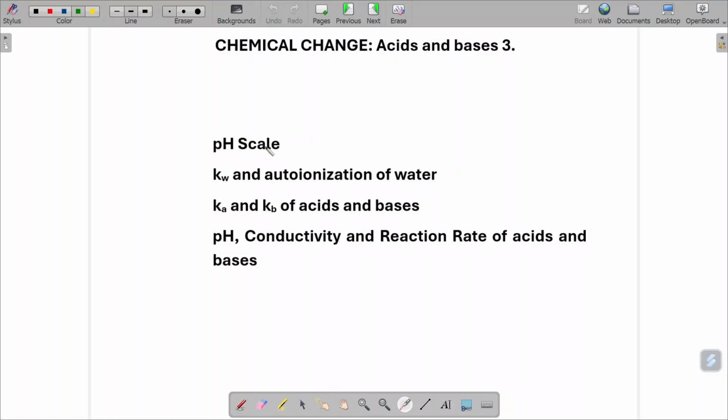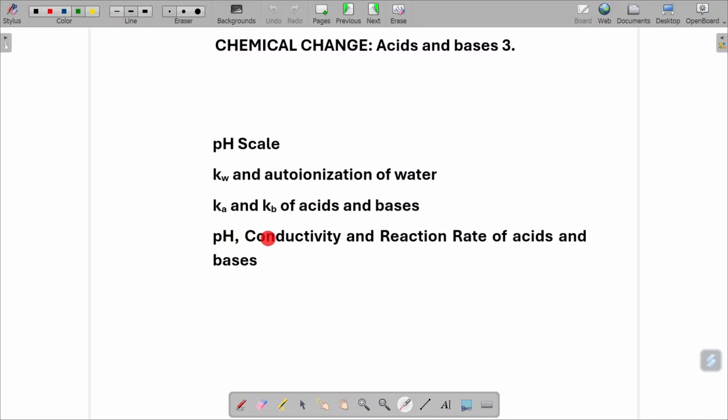And in today's lesson, we are going to consider the following topics. We're going to look at the pH scale. We're going to look at the concept of Kw and the autoionization of water. Kw is the equilibrium constant for the autoionization of water. And you have encountered equilibrium constants of reactions in a previous video. Ka and Kb, those are equilibrium constants for acids and bases. And we will see in more detail exactly how this works.